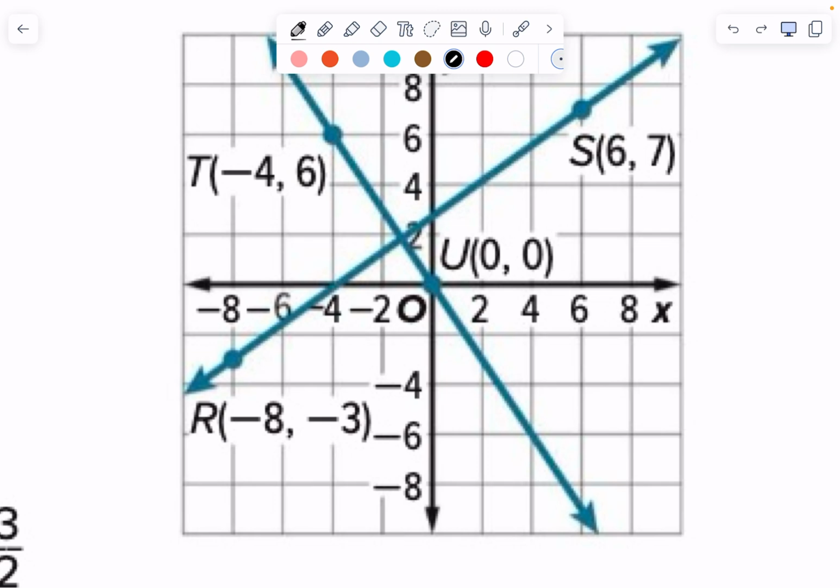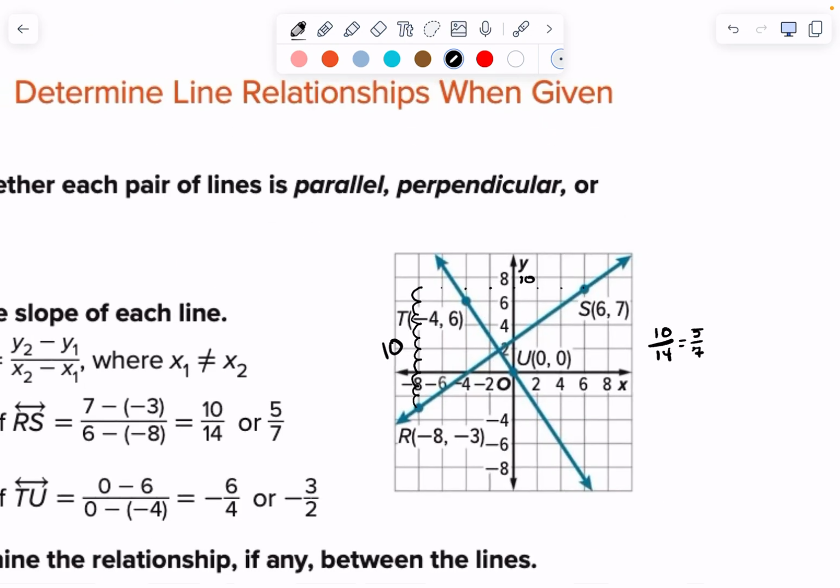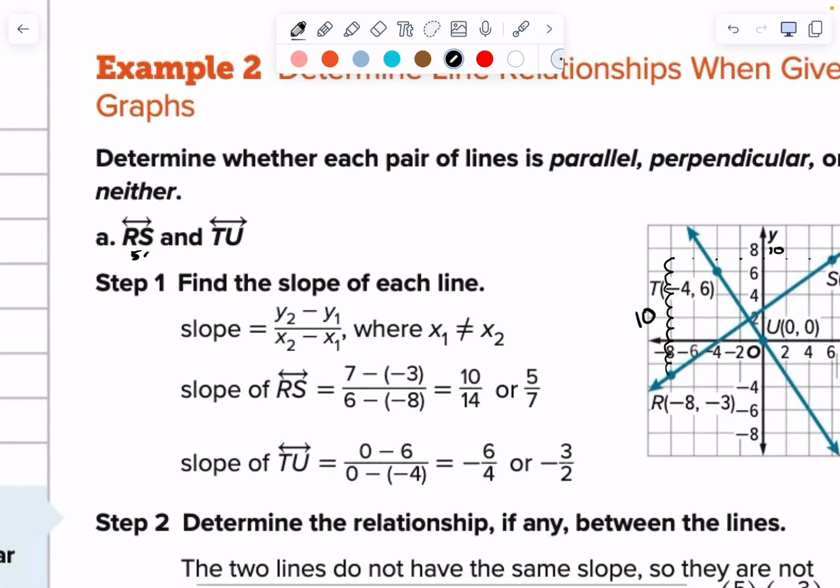So he is rising. We're going by twos: 1, 2, 3, 4, 5, 6, 7, 8, 9, 10. Rising 10, running 2, 4, 6, 8, 10, 12, 14. Rising 10, running 14, yeah? Which is 5 over 7. That's what his slope is. 5 over 7.